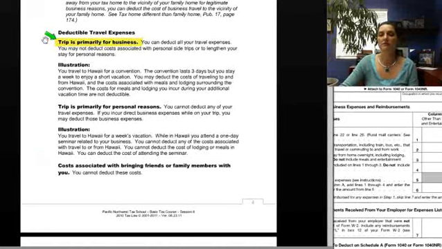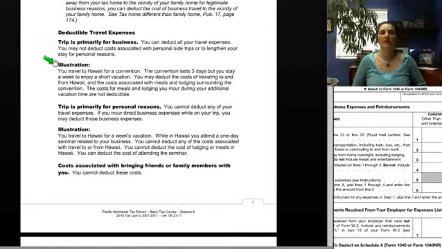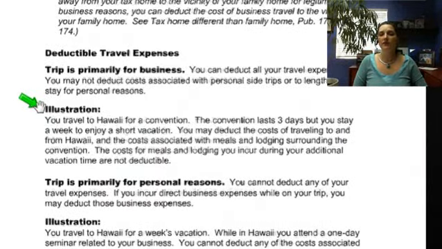Well, firstly, the trip must be primarily for business. You can deduct all of your travel expenses if your trip is primarily for business, but you may not deduct costs associated with personal side trips or to lengthen your stay for personal reasons. And here is an example. You travel to Hawaii for a convention, and the convention lasts for 3 days, but you stay a whole week to enjoy a short vacation. You may deduct the cost of traveling to and from Hawaii and the costs associated with meals and lodging surrounding the convention, but the costs for meals and lodging you incur during your additional vacation time are not deductible.